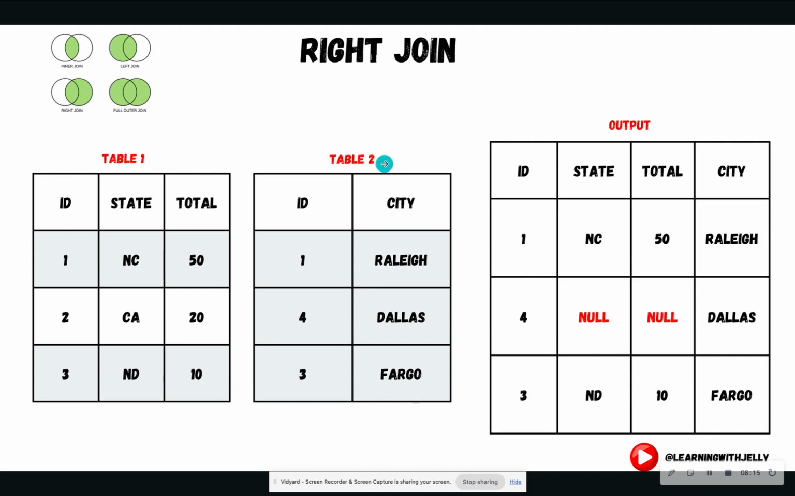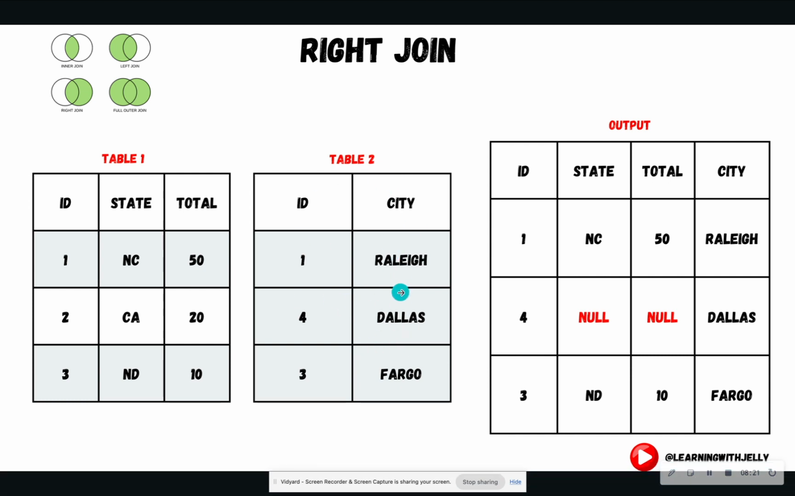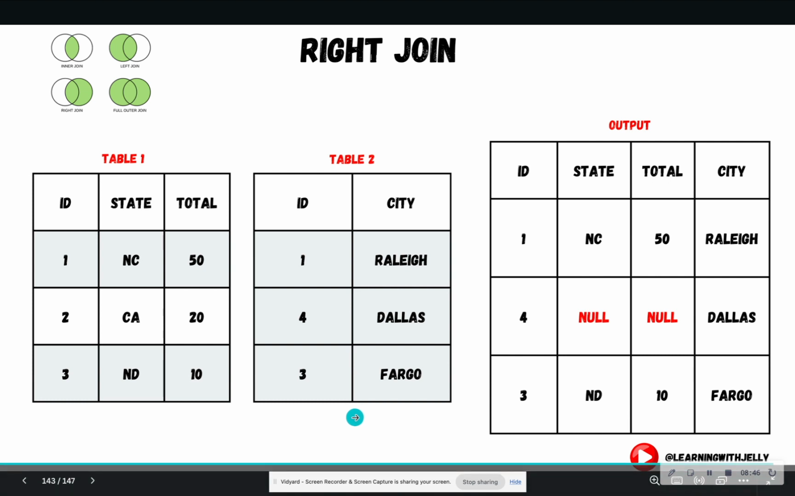Right joins, you're going to return everything from the right table, regardless if it has a match or not. So in this case, I'm going to return IDs 1, 4, and 3, regardless if it has a match on table 1 or not. So for 4, you see that I have null for state in total because I have no ID of 4 in table 1. So this can also give you null values in the output.